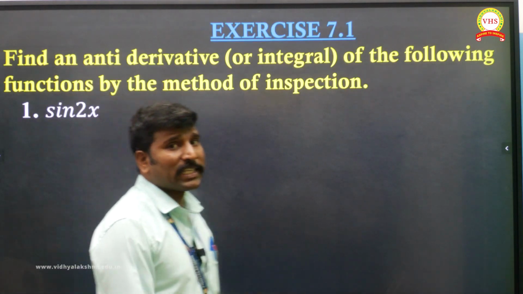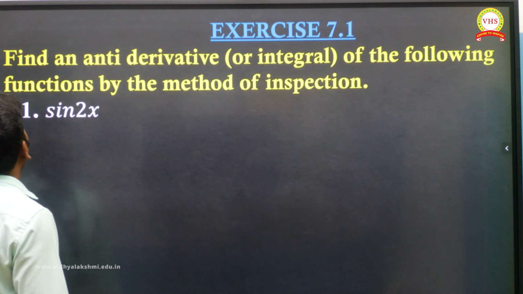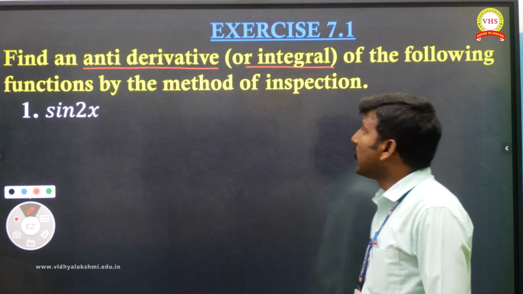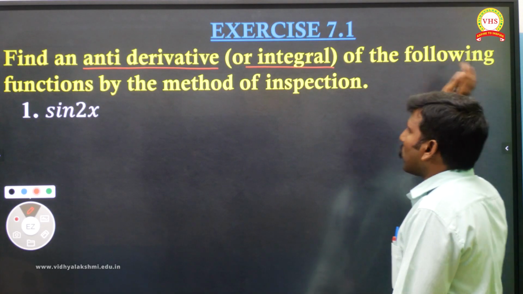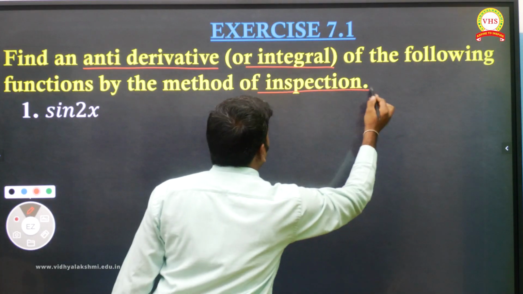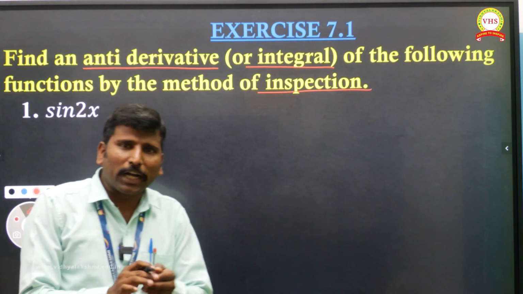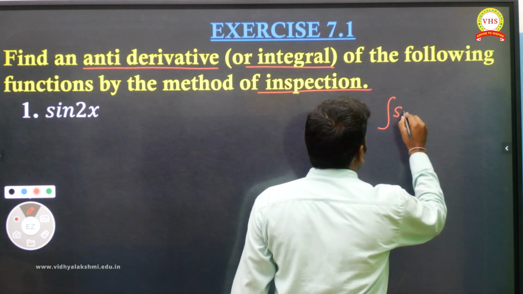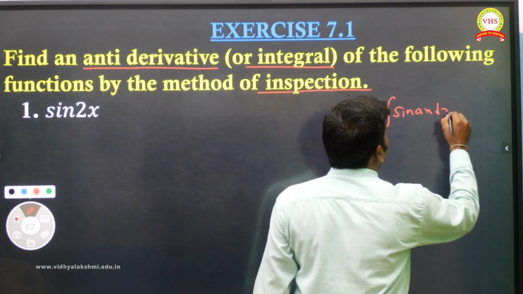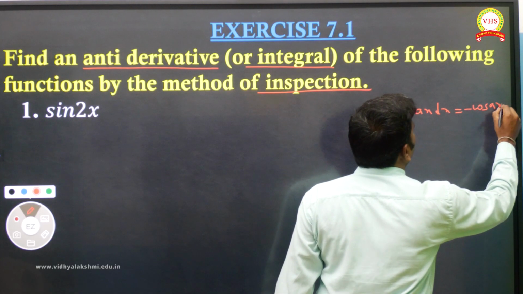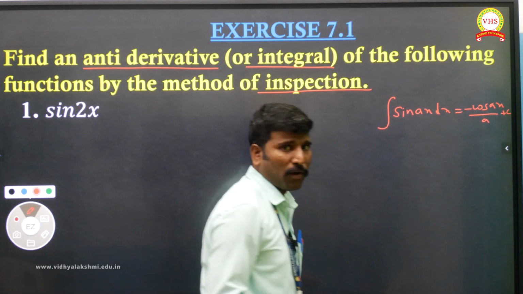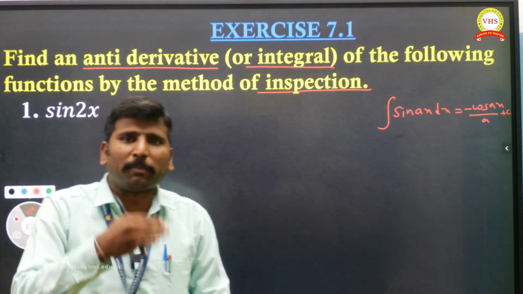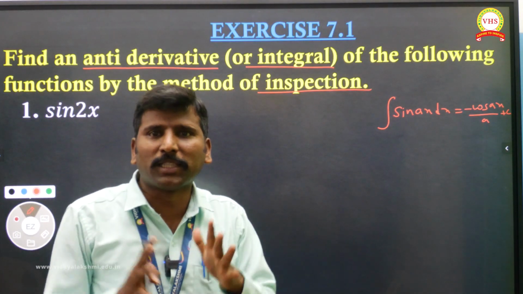Let's see, exercise 7.1. What are they telling? Find an antiderivative. Antiderivative means integral. Find the antiderivative or integral for the following functions by the method of inspection. Method of inspection means we should not go directly to formulas. We do have a formula: integral of sine ax dx is minus cos ax divided by a plus c. You can use this directly, but method of inspection means you have to find the integral with the help of the derivative. Understand?